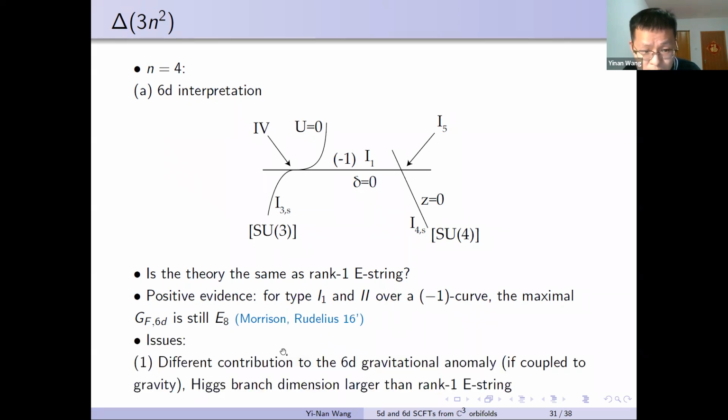Well, the first argument is that if you try to embed this thing in a compact setup, such that the field theory is coupled to a gravity sector, then after you compute the contribution of this guy to the 6D gravitational anomaly, it turns out the contribution is bigger than that of the rank 1 E string. Now, this is simply because at this intersection point, there's some localized hypercharged matter under the flavor symmetry SU4 over here. And after you shrink down the -1 curve to a point, you still have this extra contribution over this point, which makes the contribution to the gravitational anomaly bigger than 29.